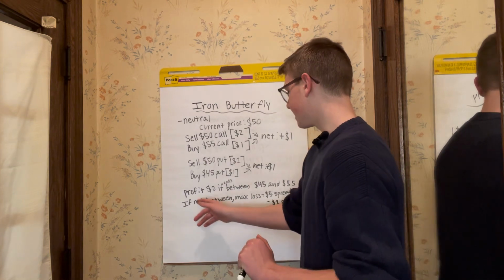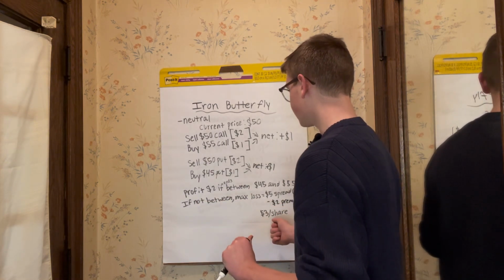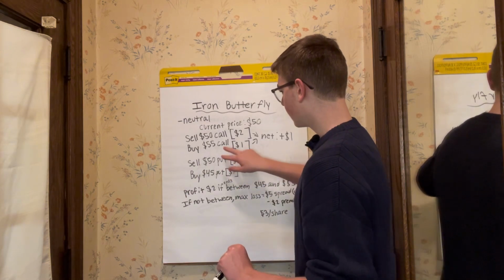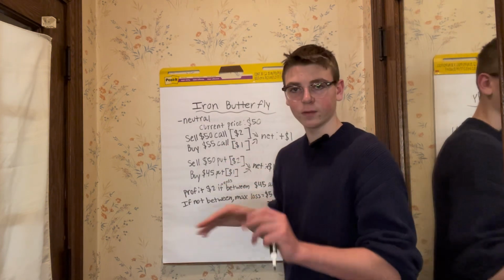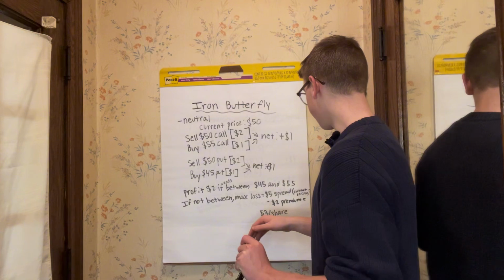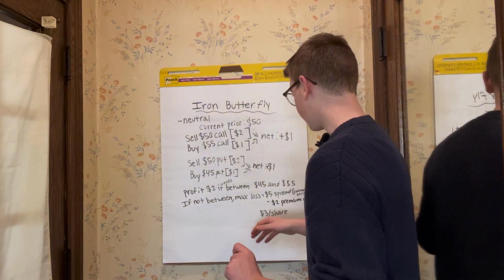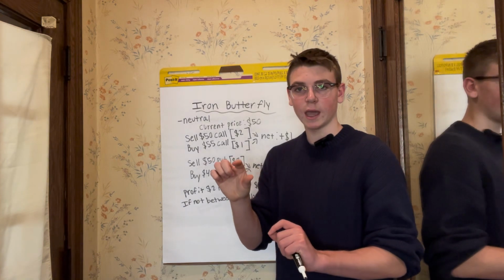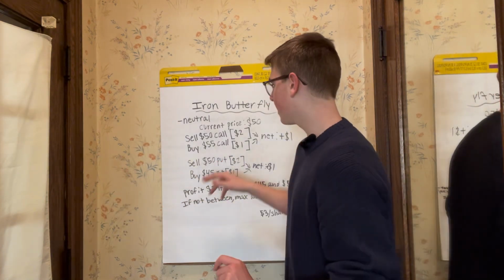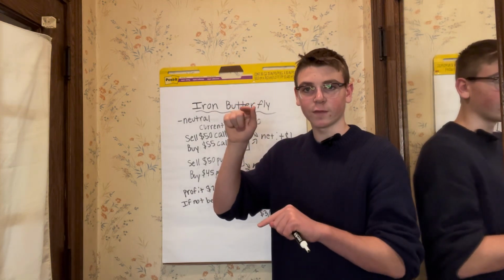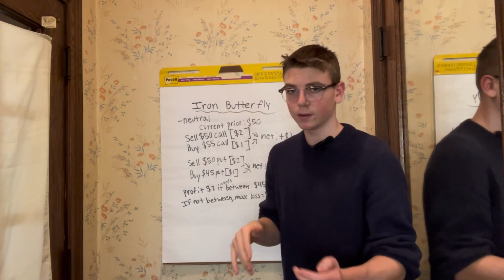And then if it's not between, then the max loss is our $5 spread here. Once it exits 55 or 45, which is a $5 spread, then it would be our current minus our strike price. That's $5 you lose, and then really it's covered after that because you bought the call and bought the put. It's covered out of 45 or 55, so if it keeps going, you're covered. You don't lose money.